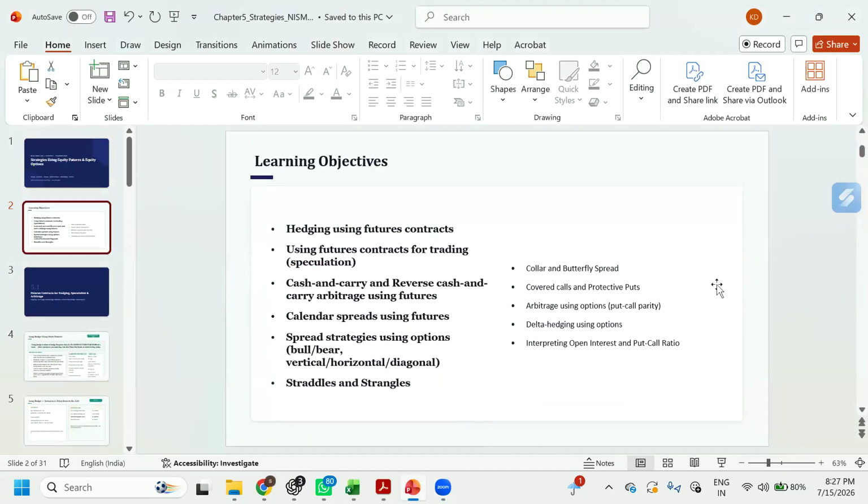You're able to see this, right? This chapter is a little bit of a lengthy chapter. This is where we have to study straddle, strangle, collar, butterfly spread, arbitrage, and how you interpret open interest, put call ratio, and all that stuff. So don't worry, we will slowly build on to that portion.